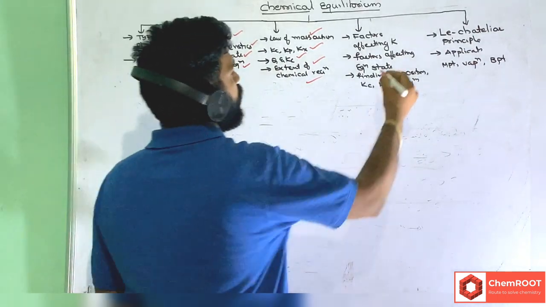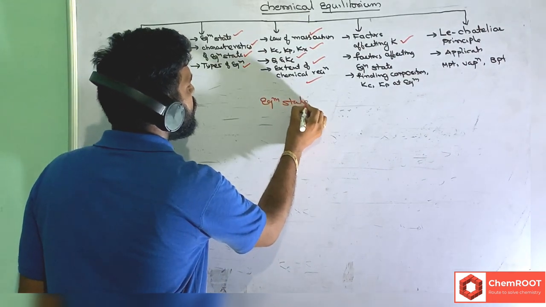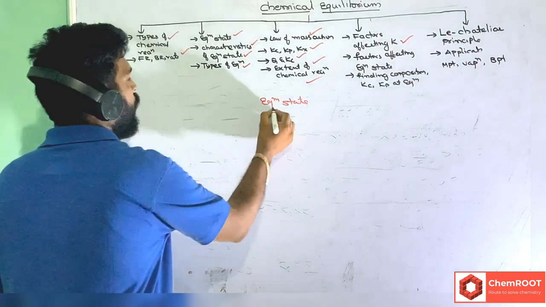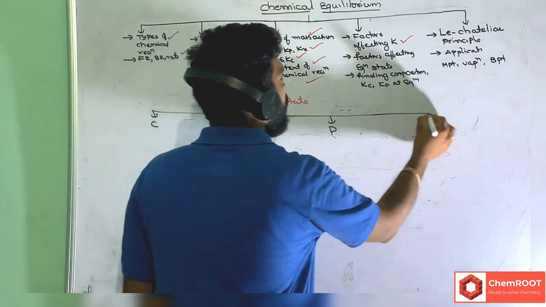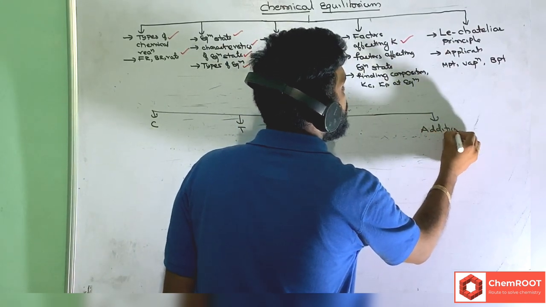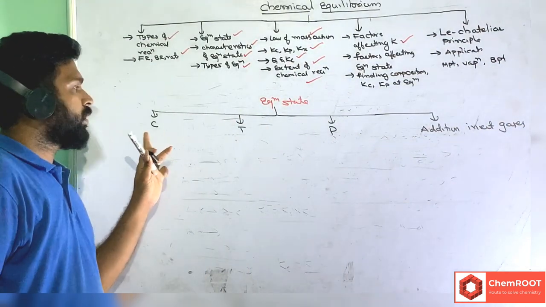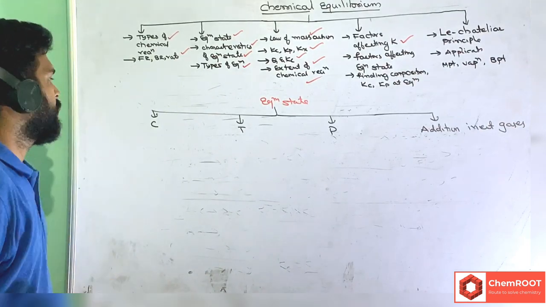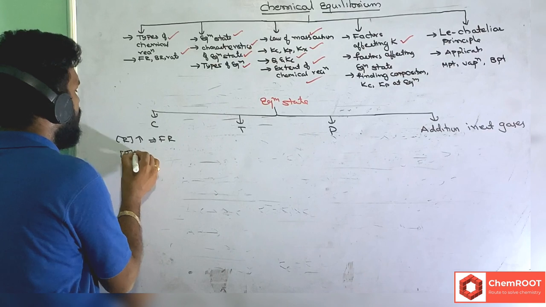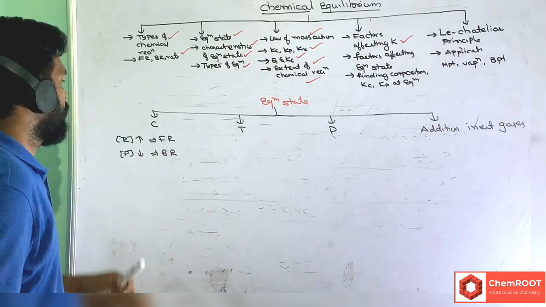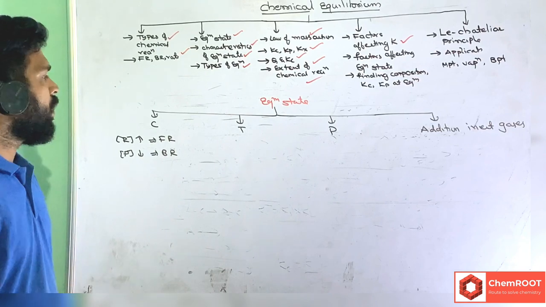Next, we have learned the factors affecting the equilibrium constant. Now we go to the equilibrium state. Related to the equilibrium state, we have concentration, temperature, pressure, and finally the addition of inert gases. If the concentration of reactant increases, the reaction goes forward to complete the reaction. If product increases, there will be more backward reaction. So when you change the concentration, the equilibrium gets disturbed, and it moves either forward or backward.